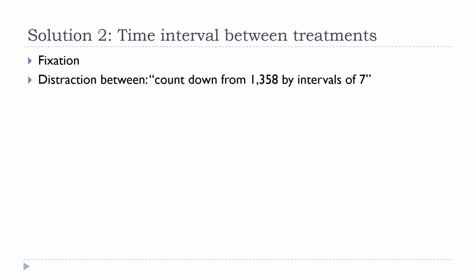Sometimes if people are doing different tasks and you want to make sure that one task doesn't bleed over into the second, then you could have a distraction task in between. So for example, you could say, count down from 1,358 by intervals of 7, which makes people think really hard and distracts them enough so that they kind of forget a little bit about what they just went through earlier and prevents that carryover effect from happening. Or once again, you literally let enough time pass for the drug or condition to wear off. So if you're looking at animal behavior, for example, you might want to wait until extinction occurs. Or if you're doing a drug study, you wait until all the drug is out of someone's system before you study the next condition.